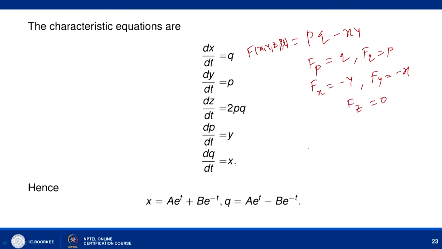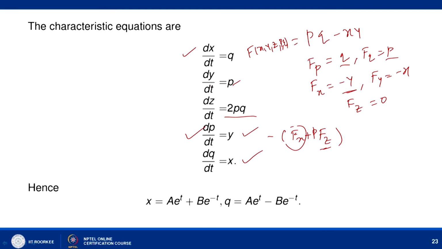So, once we have dx by dt equal to fp, so that is q, dy by dt equal to fq, that is p here, dz by dt equal to pfp plus qfq, so that is pq plus pq, so it is 2pq. dp by dt is minus fx plus p fz, right. So fz is 0, and fx is minus y, so it is coming out to be y here, and dq by dt is x.